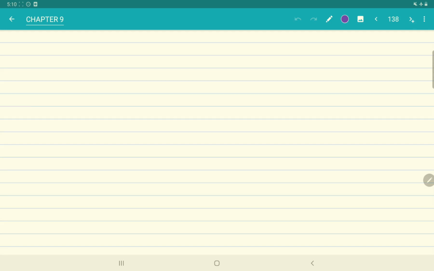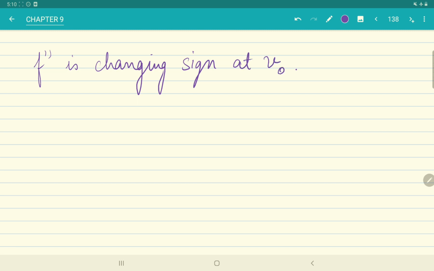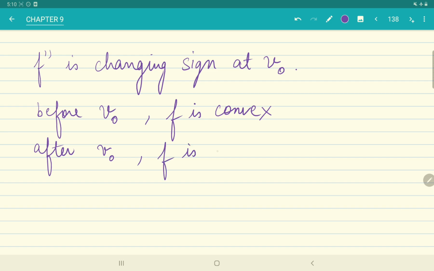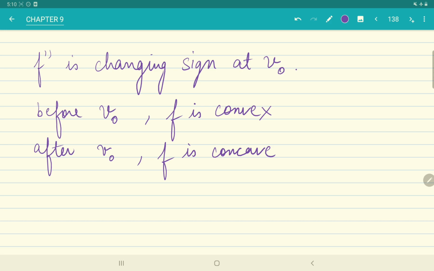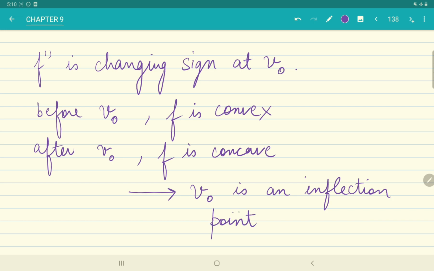So if this is the case, that just means I can now write that f double prime is changing sign at v naught, and in fact we see that before v naught f is convex, after v naught f is concave. And that just means that v naught is an inflection point. So that's an important application of inflection point in economics.